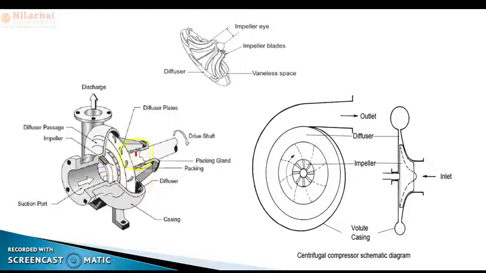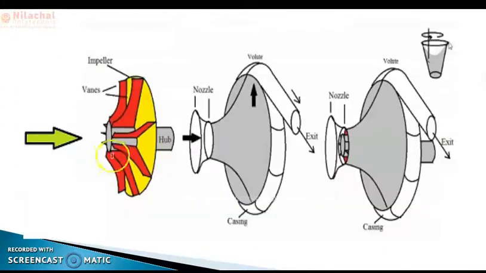And here I am showing you the 3D construction view. This is your suction port. Now you see the suction port axially, and here the outlet exists radially. This is the impeller blade, and this is the diffuser. These are the diffuser plates. And this is the casing and the packing, and this is your drive shaft, which is connected to the impeller.